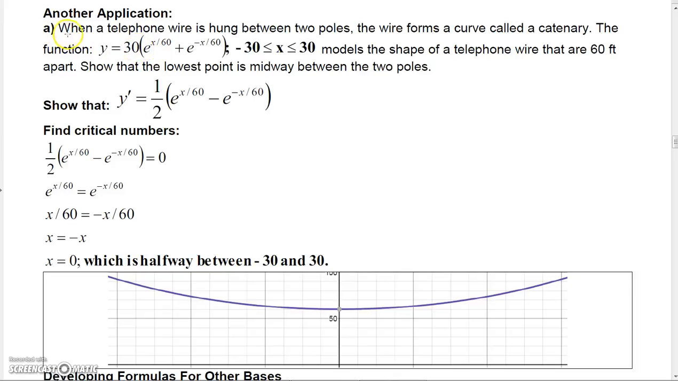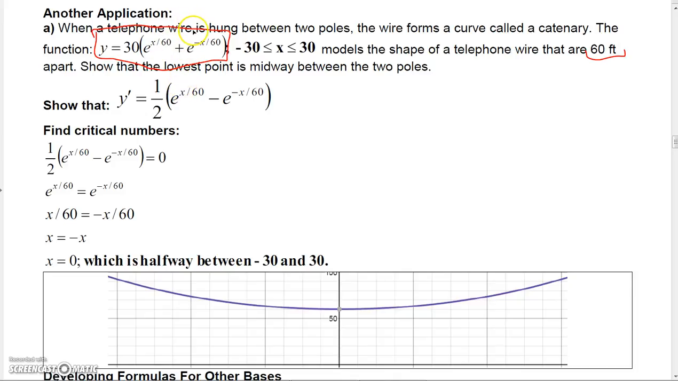Okay, here's another example. It says when a telephone wire is hung between two poles, the wire forms what's called a catenary. This function actually can represent the equation of the wire that's hanging between the two poles, where x runs from -30 to 30. So they're going to be 60 feet apart. So we want to show that the lowest point is actually the middle.